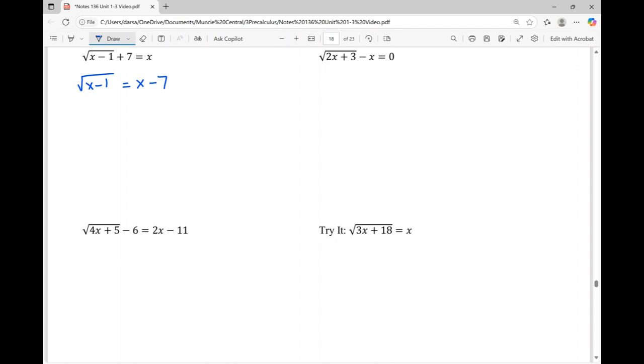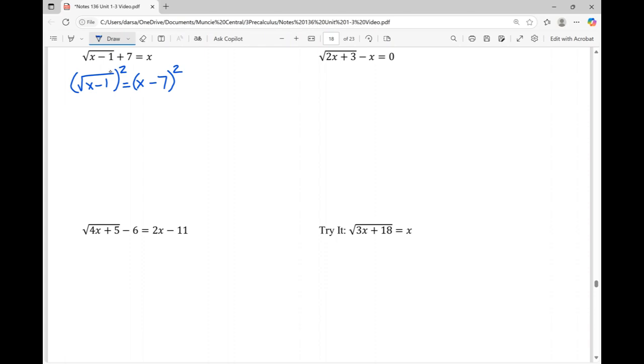Now, what's the opposite of a square root? Squared. So this is very important. You're going to put parentheses around the entire side on the left and the right, and we're going to square both sides. You cannot individually square each piece. It will not ever give you, or very, very rarely will it give you, the correct answer.